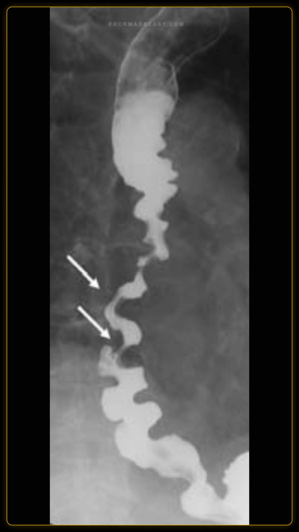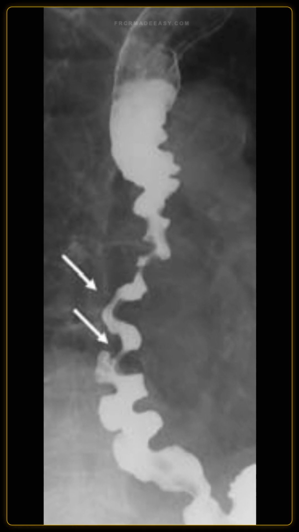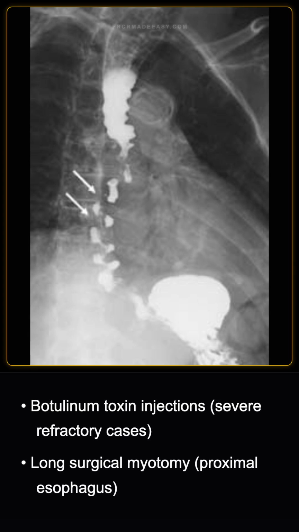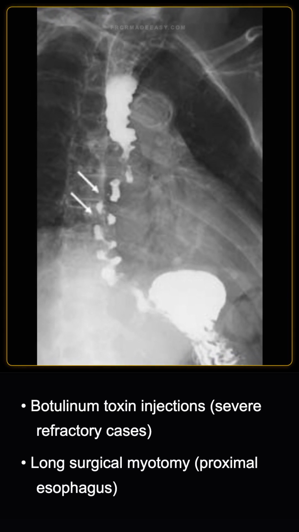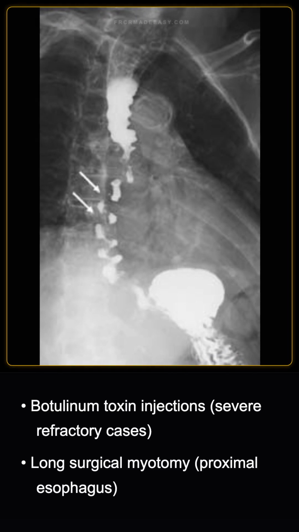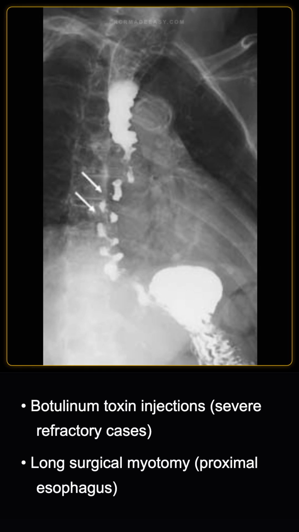If the patient were a surgical candidate, what intervention might be discussed in a multidisciplinary team meeting? In a multidisciplinary team setting, for severe refractory cases, we would discuss endoscopic botulinum toxin injection or referring the patient for a long surgical myotomy extending into the proximal esophagus.